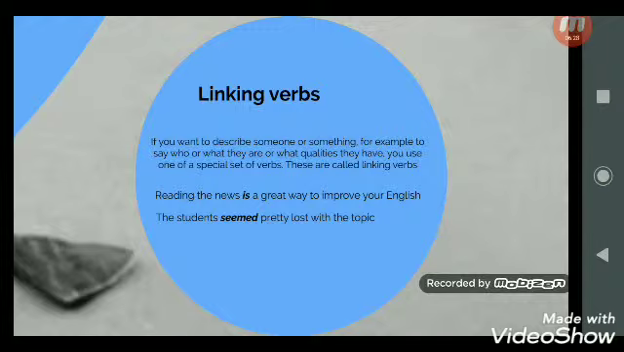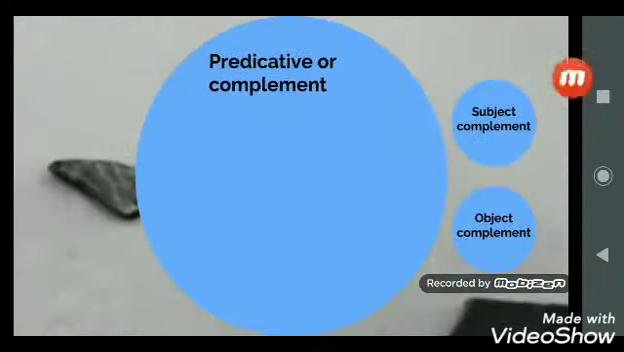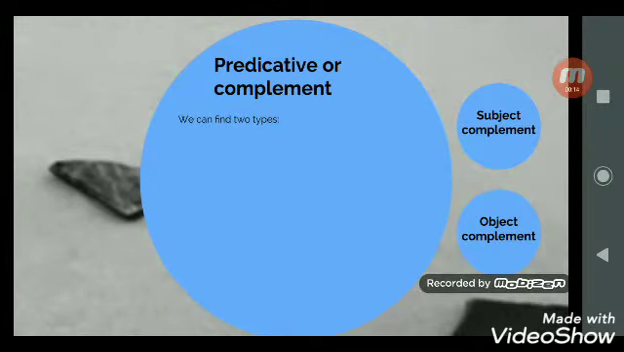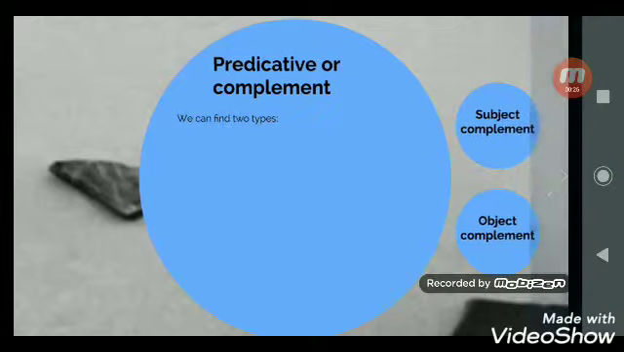Or the students seemed pretty lost with the topic, okay? Just an example, don't take it personally. The teacher looked ridiculous at the party. So in this case, the teacher and ridiculous are the same. And so the presence of a copular verb or a linking verb will determine the presence of a predicative or a complement. There are two types of predicative: subject predicative or subject complement and object complement. And these two are examples of a very close relationship between the subject and the complement, or between the object and the complement.